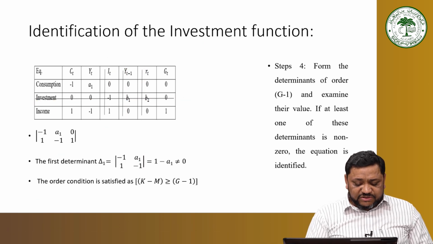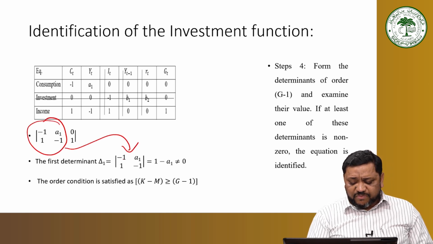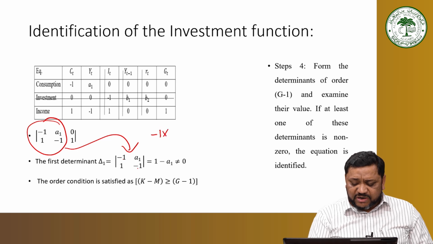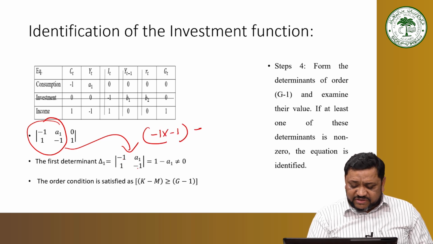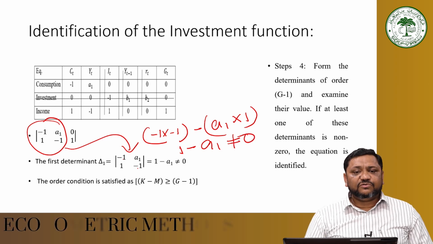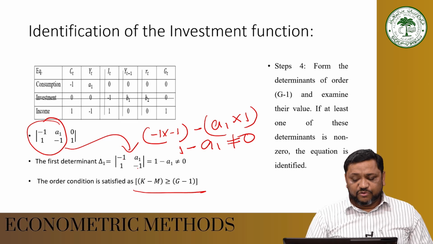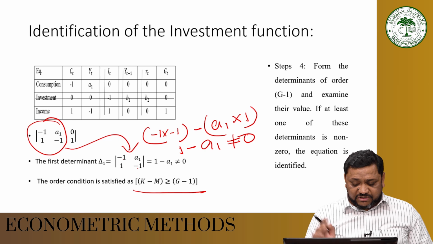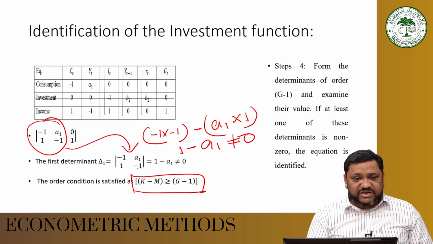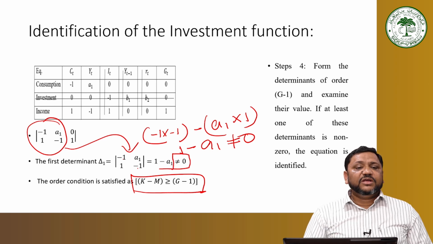Once we are left with the matrix, we take one of them. So minus 1 multiplied by minus 1, minus a1 multiplied by 1. So this is equal to minus 1 minus a1, and whatever it may be, it is not equal to 0. So again our rule is that k minus m should be greater than or equal to g minus 1. Now one of the rules was satisfied before, and now one of the determinants is not equal to 0.